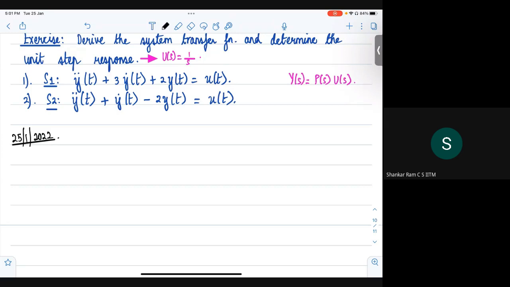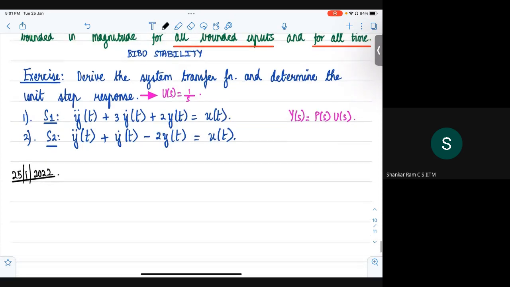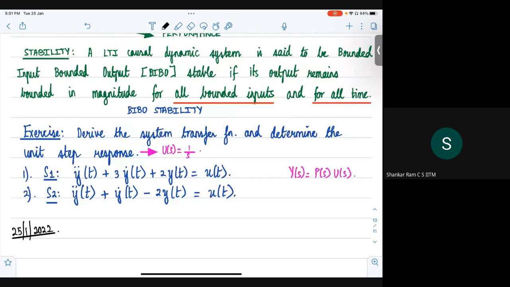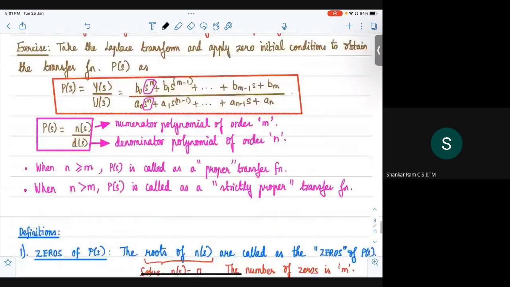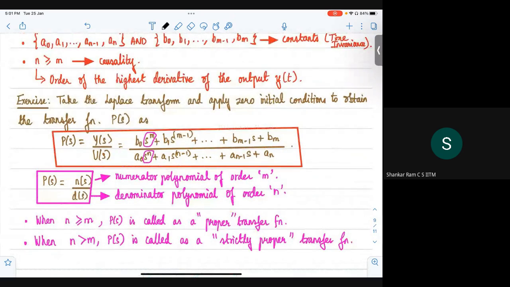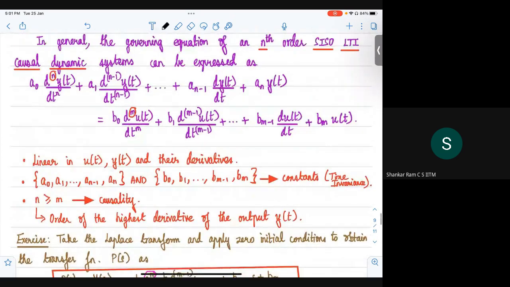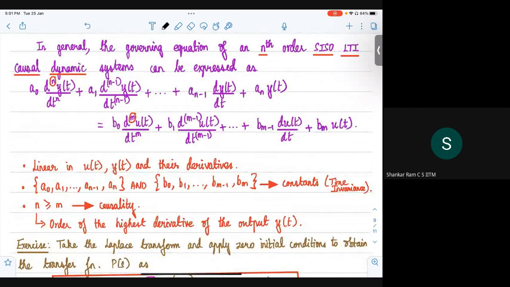So let me start off with a brief recap of what we did yesterday. In the previous class, we were looking at the notion of transfer function. What was the system transfer function? We saw that the class of systems under study, which is the class of linear time invariant causal dynamic systems, could be represented in general as a linear ordinary differential equation with constant coefficients, as shown here.